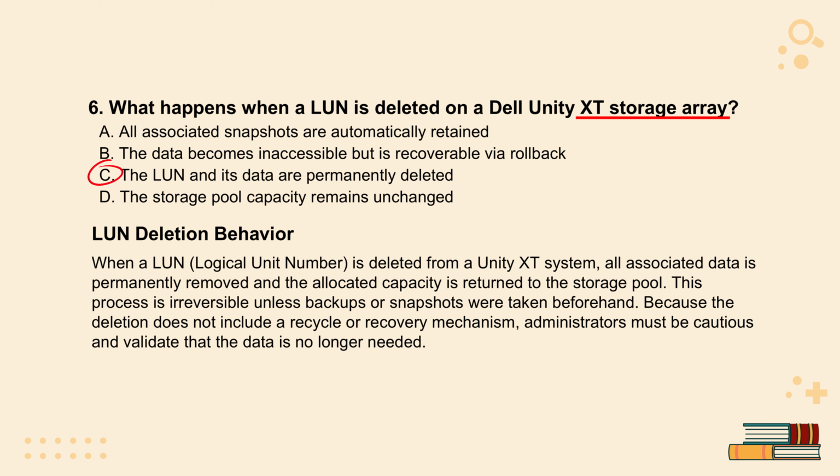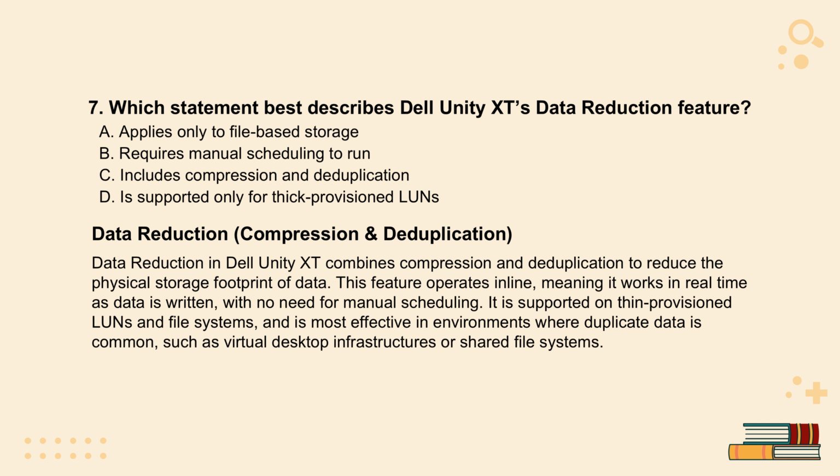All right, let's shift back to efficiency. Okay. Question 7 asks, which statement best describes Dell Unity XT's data reduction feature? Right. The options cover whether it applies only to file-based storage, requires manual scheduling, includes compression and deduplication, or is supported only for thick provisioned LUNs. The most accurate description here is C, includes compression and deduplication. So it's a combination of techniques working together to save storage space.